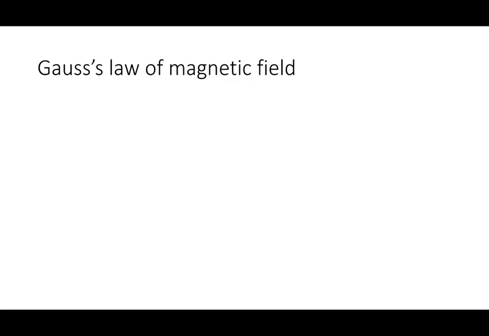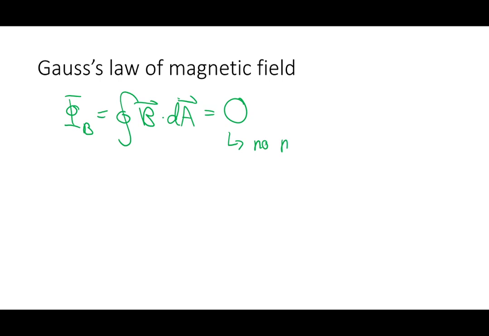Which brings us to this thing called Gauss's law for magnetic field. If you look at the net flux, which is now defined with magnetic field, not electric field, you always get a zero. This is actually just another statement to say that there is no such thing as a magnetic monopole.